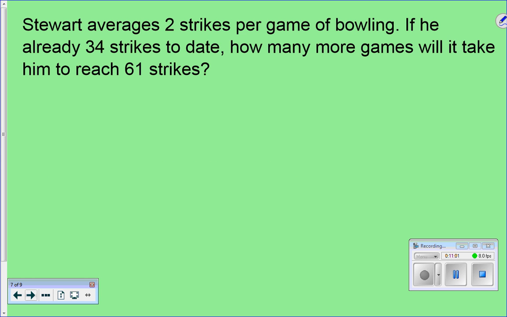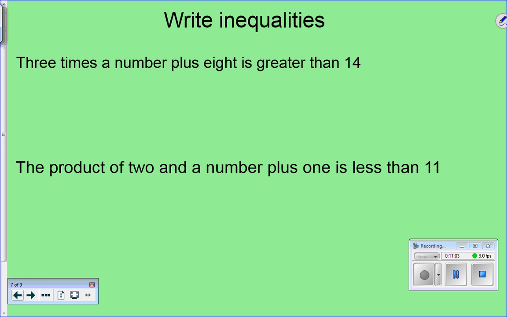Let's try a few more things, and then we're going to be done. First they're going to give us a sentence, and you might have to write the inequality. So 3 times the number plus 8 is greater than 14. Basically, you're going to write it just how it's read. You have to look for keywords. What's a keyword, Connor? Greater than. That's going to tell me what sign I'm going to use.